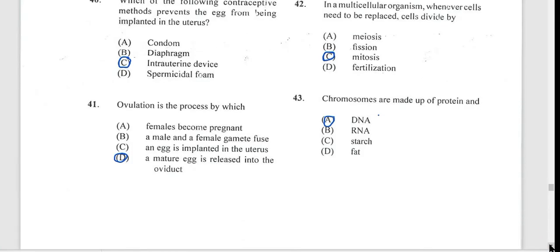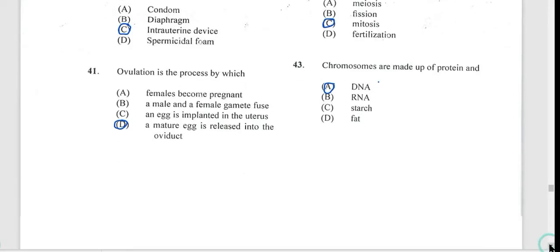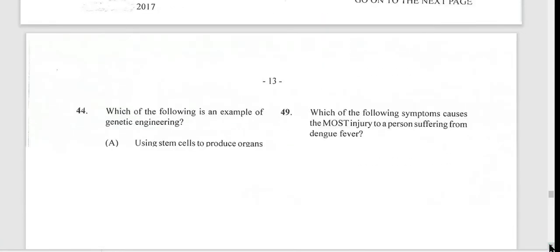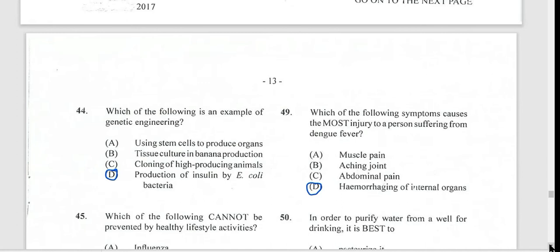For 43, chromosomes are made up of protein and DNA. All right, so your answer here is going to be A for 43. And we move on down to 44. Which of the following is an example of genetic engineering? All right, so D is your answer here for 44.